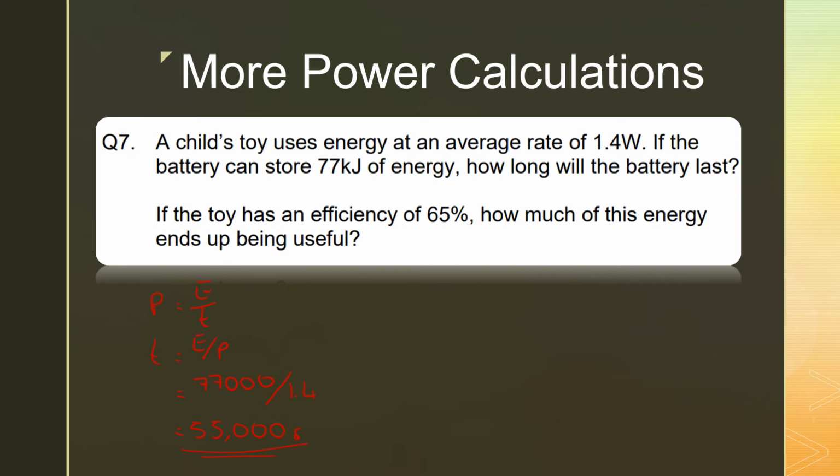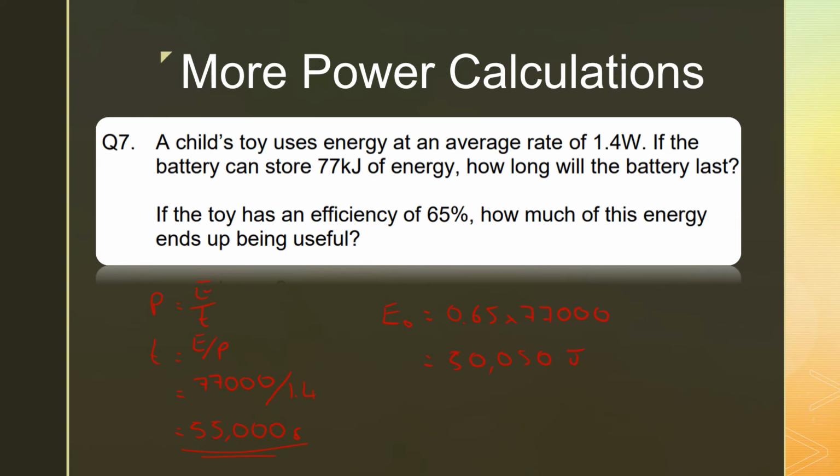So if it's 65% efficient, then obviously 65% of that energy is useful. So here we're going to do the useful output. I'm going to write O for output. It is going to be equal to 65% or 0.65 times that 77,000 joules. If I do that on my calculator, 0.65 times 77,000 is 50,050.